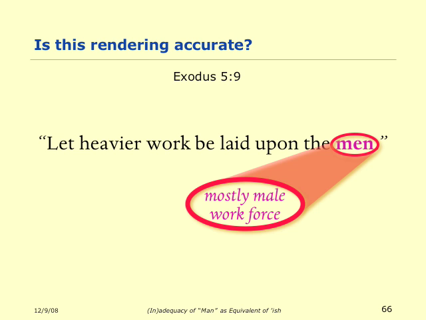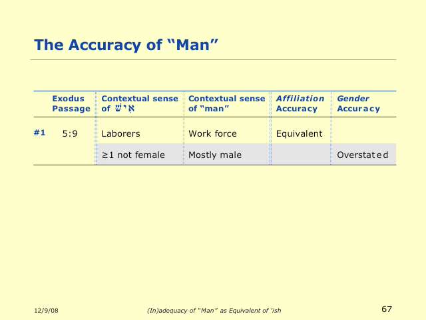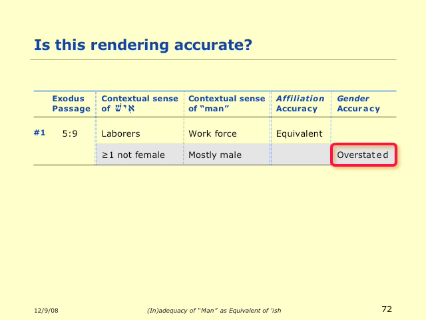Now let us construct a comparison table. I have compared ish in the source language with man in the target language. I have analyzed the contextual sense along two dimensions, the affiliational meaning component, which is primary, and a gender meaning component. Is rendering as man accurate? We have identified a problem, whose significance and whose frequency I will discuss later. Let us proceed, meanwhile, to a second case.